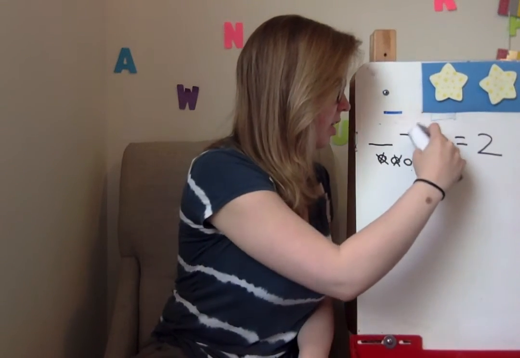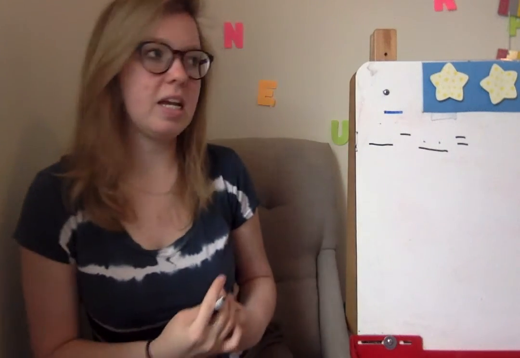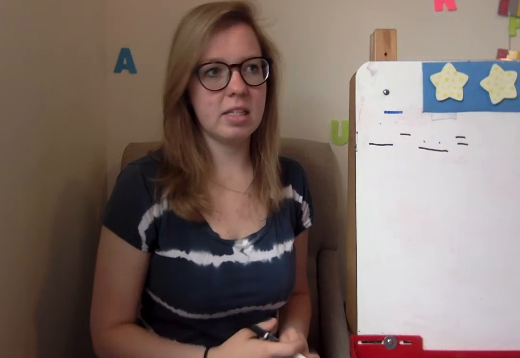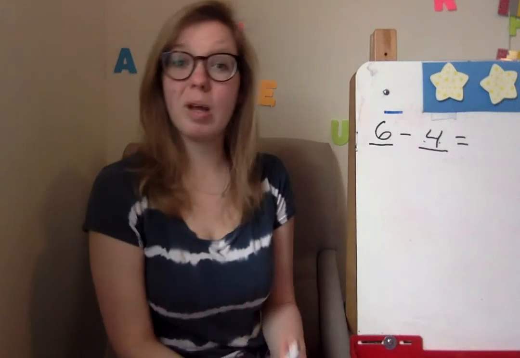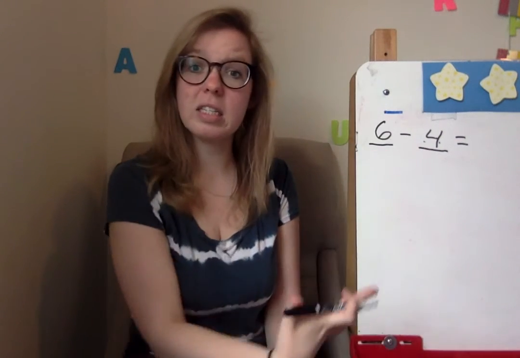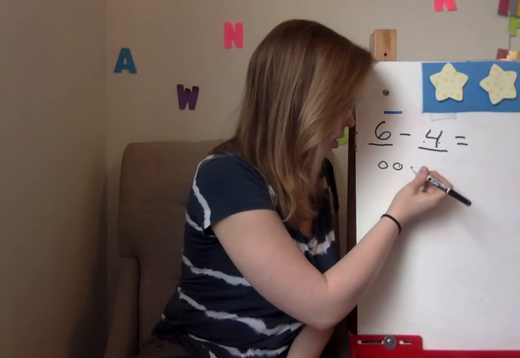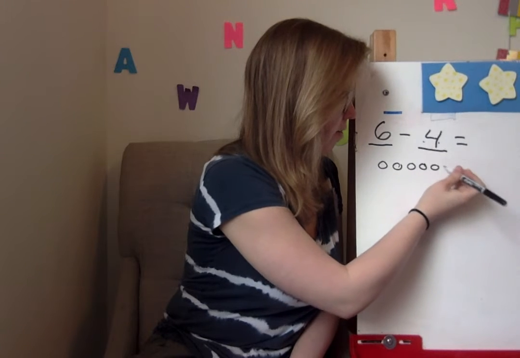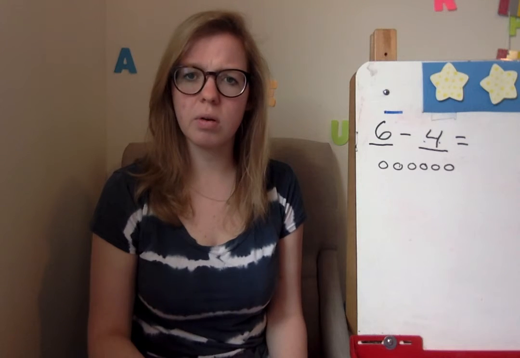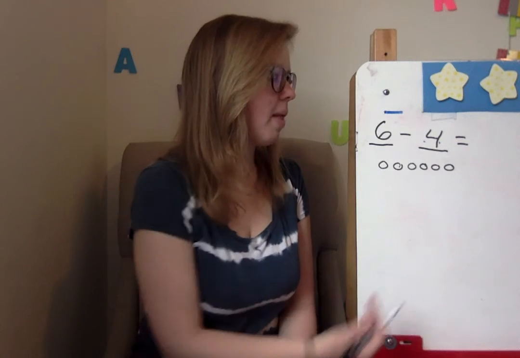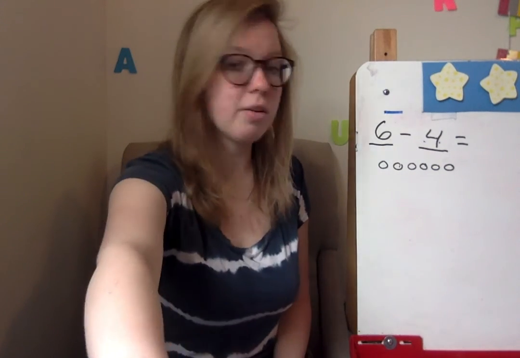So our subtraction problem is going to be 6 minus 4. Now, when we start, we always have this bigger number first. That's the number of circles you need to draw. So I'm going to draw 6 circles. 1, 2, 3, 4, 5, 6. Now, how many circles do I need to put an X through? Let's look at our problem. I'm taking away how many? 4. Good. So if I'm taking away 4, that means I need to draw 4 X's.